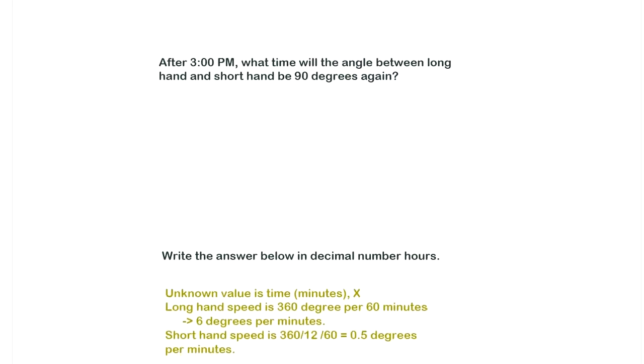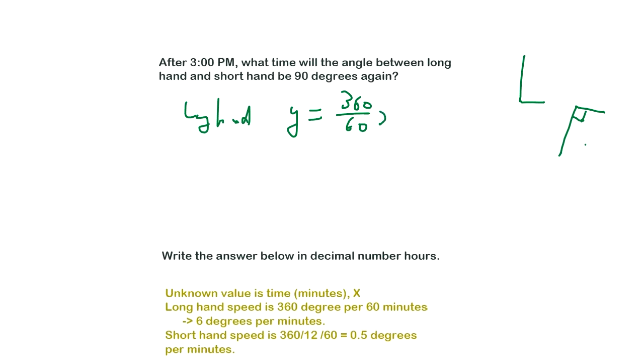After 3 p.m., what time will the angle between the long hand and short hand be 90 degrees again? So 90 degrees, 3 o'clock, and it goes 90 degrees again, right? So the long hand, use the same, this is the long hand.